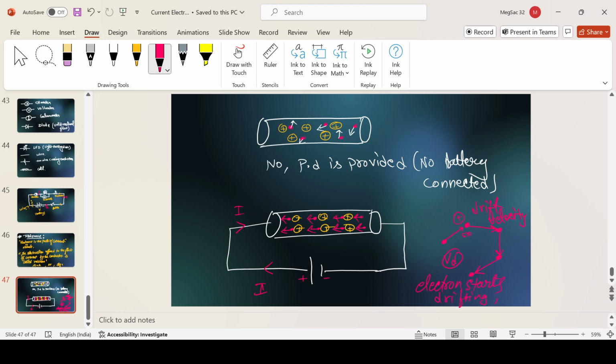This you are going to study in class 12 again, because this is actually how the current flows in the conductor. This is the actual reason. Because of the drift velocity of the electrons, the current starts to flow.